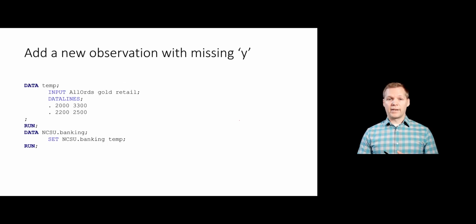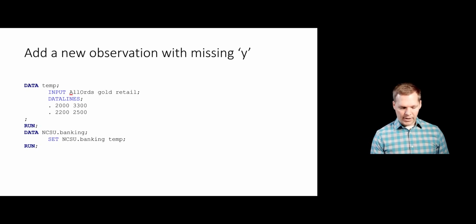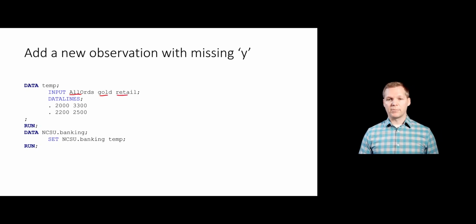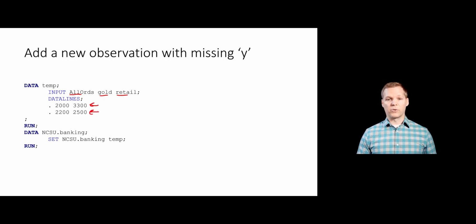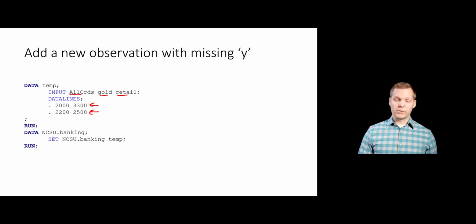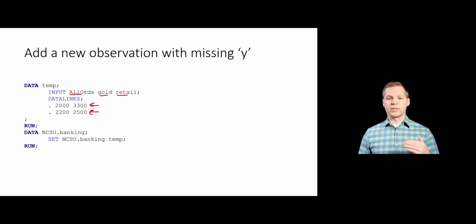We've seen how to combine data sets that are very, very similar. So here I'm going to create a temporary data set using in-stream data like we did before. I'm going to input my three variables, although I don't really need to input the Y variable if I don't want to, but I'm going to input my three variables I'm using in my model. And now I have combinations of gold and retail that I have of interest. So gold of 2,000 and retail of 3,300, gold of 2,200, retail of 2,500. I want to add those into my data set so I can get predictions for those combinations.